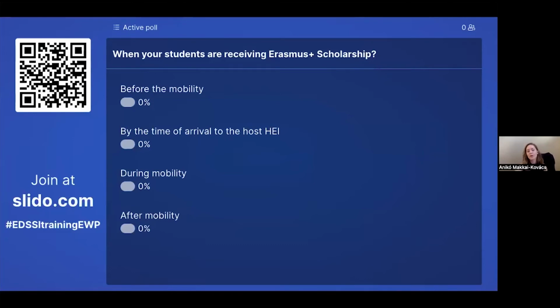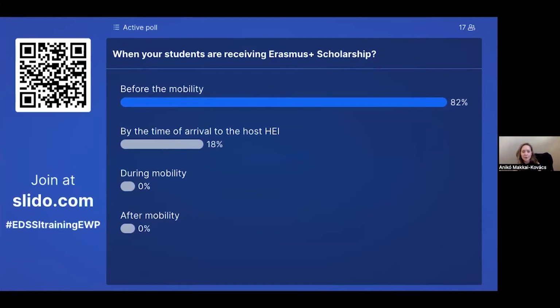When are your students receiving the Erasmus scholarship: before the mobility starts, by the time of arrival at the host higher education institution, during their mobility, or after the mobility? And of course, I'm curious about the average. Of course, there are always exceptions, but in general.